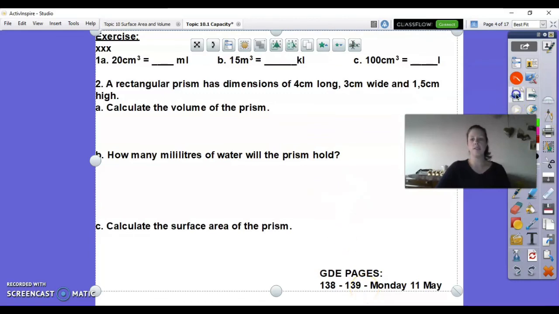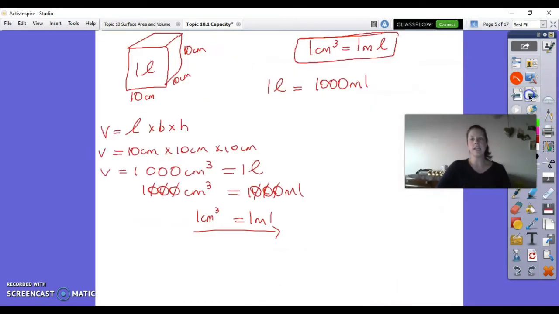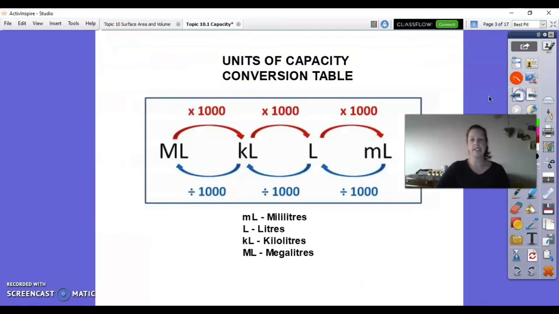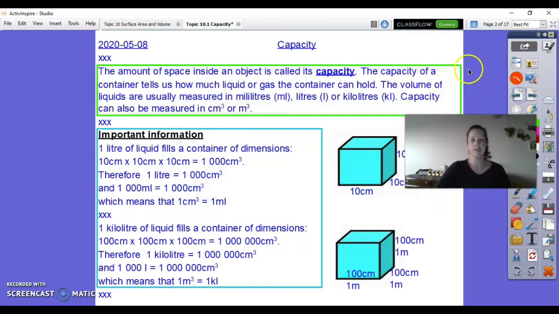So I hope this has been a fun lesson. On Monday, I'll go into more detail with more examples for you where we talk about displacement of water, but don't worry about that now. Focus on this capacity and have a brilliant, lovely, rest-filled weekend.